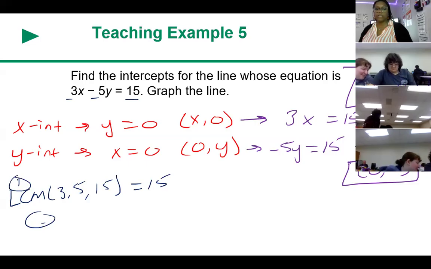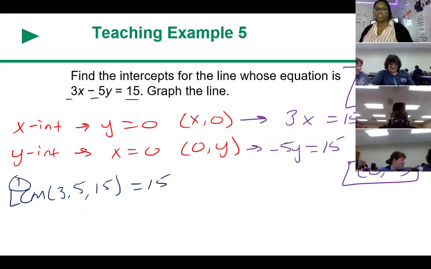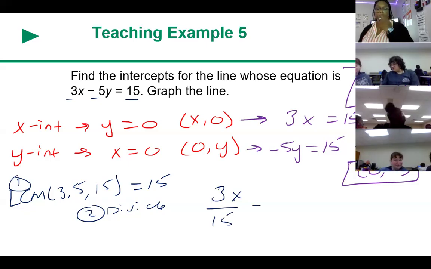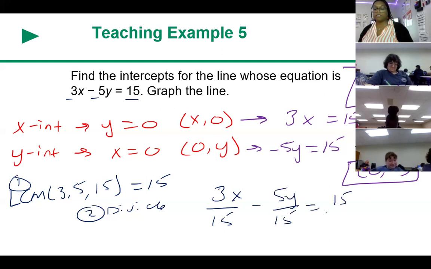I forgot this is my no write zone right here. Oh my gosh. Let's try that again. And now we're going to divide. That says divide. Trust it. So we have 3x divided by 15, and we're going to put minus 5y divided by 15, and we have 15 divided by 15.